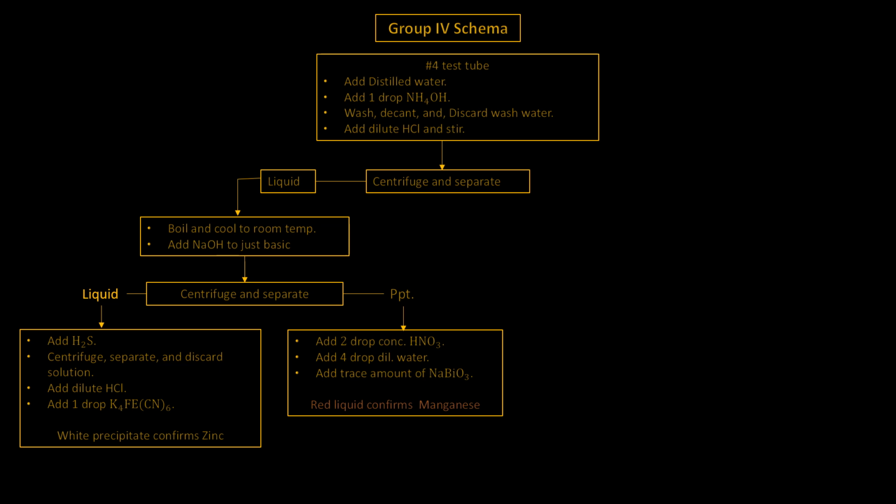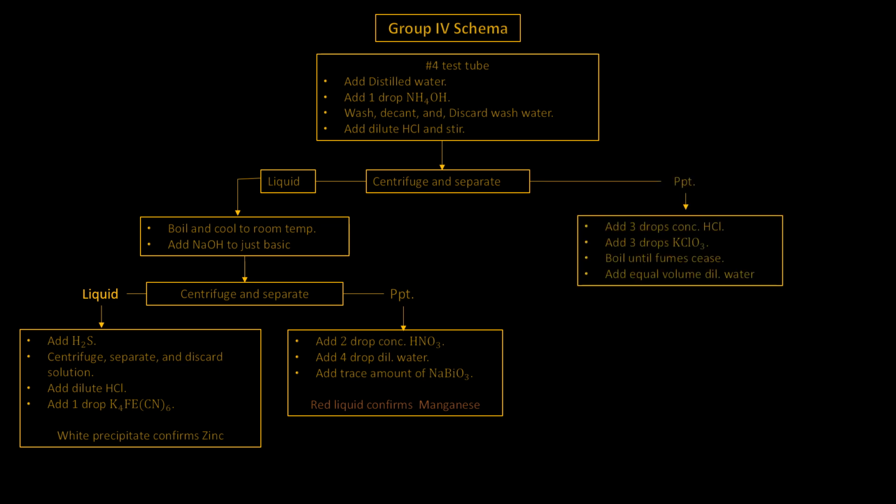To the residue in test tube 4A, add 3 drops of concentrated hydrochloric acid, 3 drops of potassium chlorate. Boil the solution till all the fuming ceases, then bulk up with an equal amount of distilled water. Separate the solution into 2 equal parts.